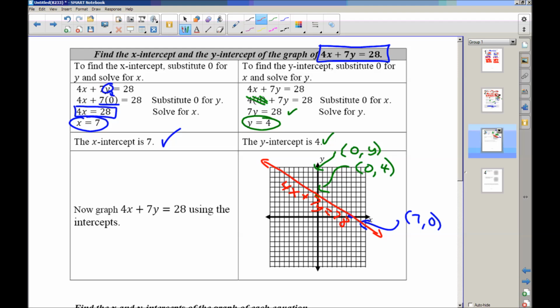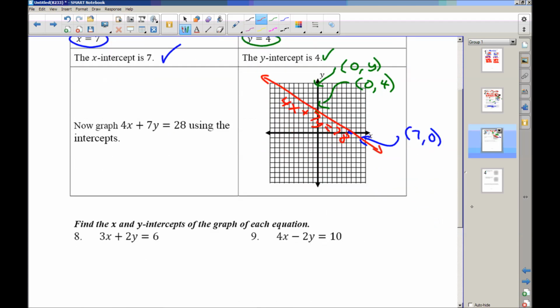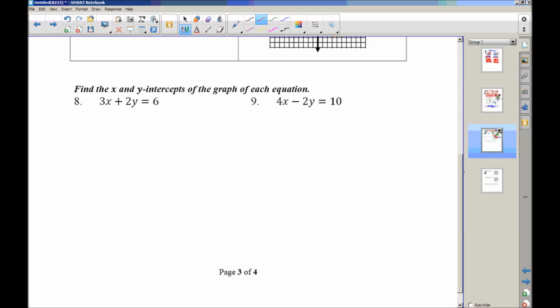So to recap one more time, to find an x-intercept, you let y be 0 and solve for x. Because we're trying to find the x, we want the y part of the equation to go away. To find the y-intercept, we let x be 0, so it goes away, and then we solve for y. So let's try a couple so we get it down. Find the x and y intercepts of the graph of each equation.